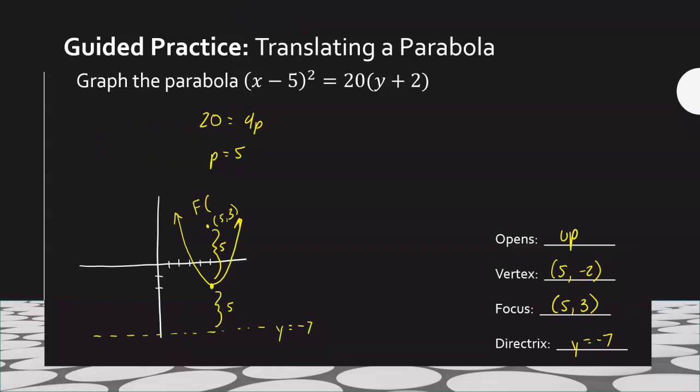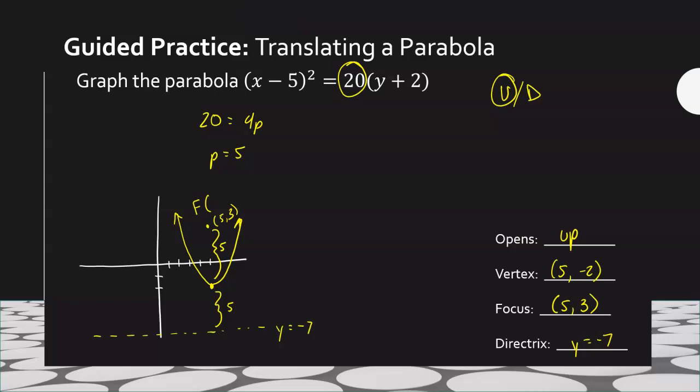All right, so for this one, we can see that it's the x that's being squared. So again, we know that if that's the case, it's going to either open up or down. The fact that our p value is positive means that it's going to open upwards. So the graph opens up, and then you can see our vertex is going to be at positive 5 and negative 2. Then to find our p value, since that 20 is positive, we would say 20 equals 4p, or 4p equals 20, same thing. Divide both sides by 4, and you get your p value of 5.